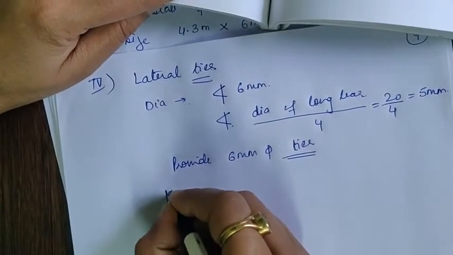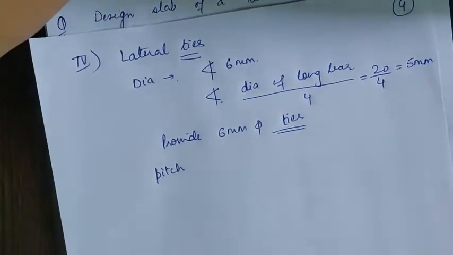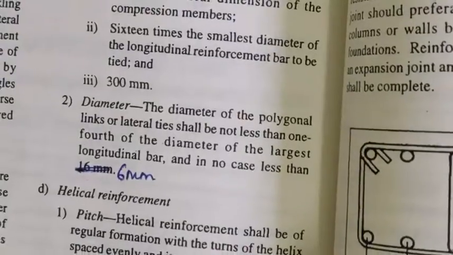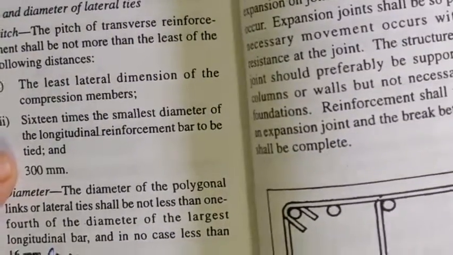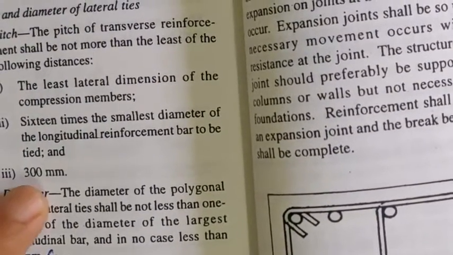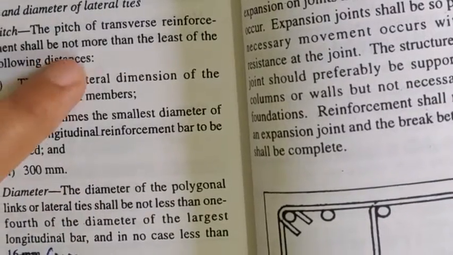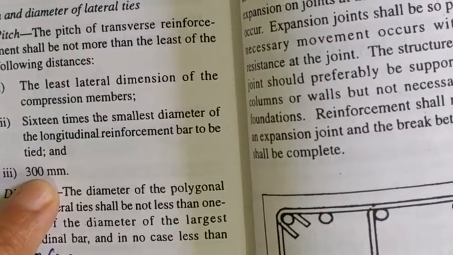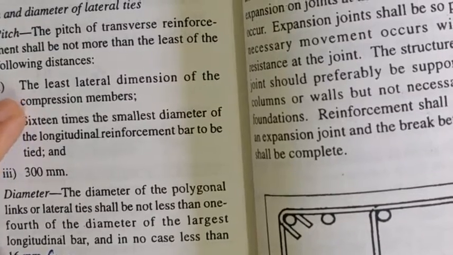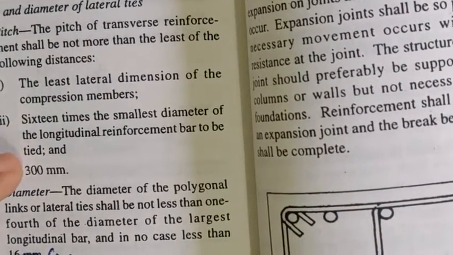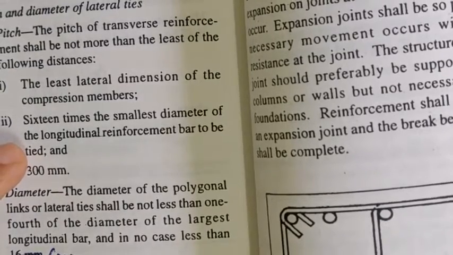Next is, at what pitch should we provide the ties? At what spacing should we provide the ties? For this, the code has given three conditions. Pitch should not be more than 300 millimeters. Should not be more than least lateral dimension. Should not be more than 16 times the smallest diameter of the longitudinal bar.